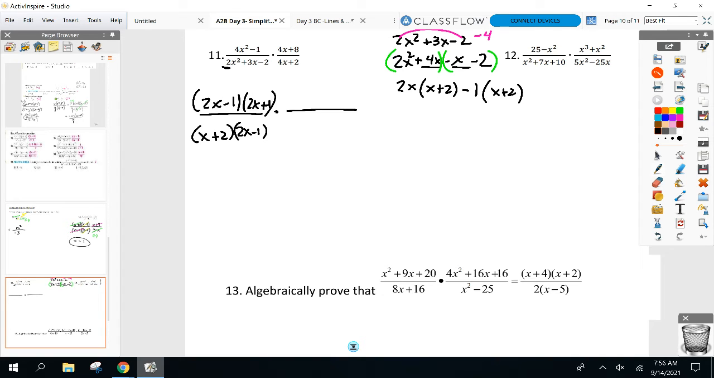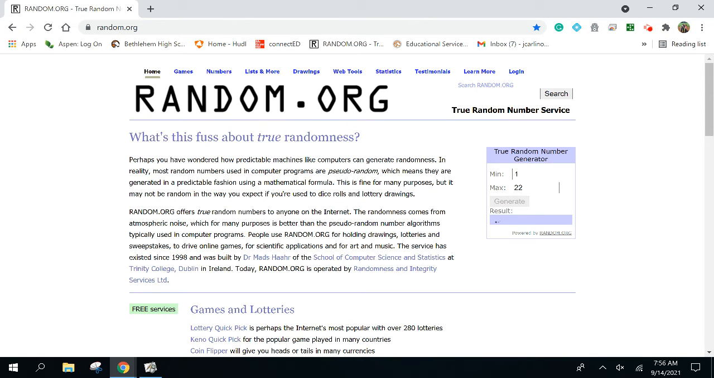Okay, what do you want? How do you want to factor it? Where do you always start in factoring? GCF. Okay, is there one? Yeah. All right, what is it? 2. There you go. What's left? 2x plus 1. Done. And then finally, somebody factor 4x plus 8 for me.